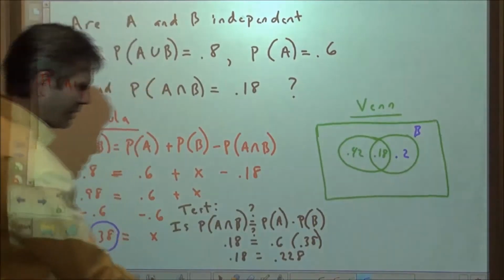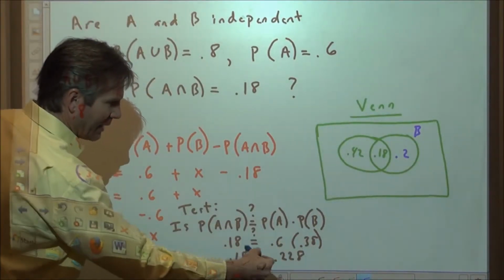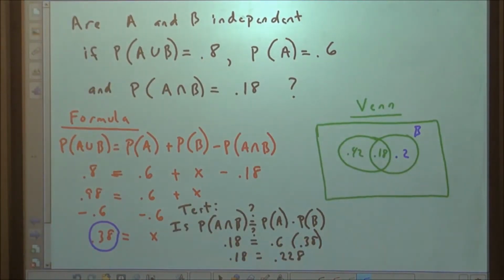They add up to 0.38. And now again, we put that into that test to see if the two events are independent. And again, we fail the test, so we conclude A and B are not independent events.